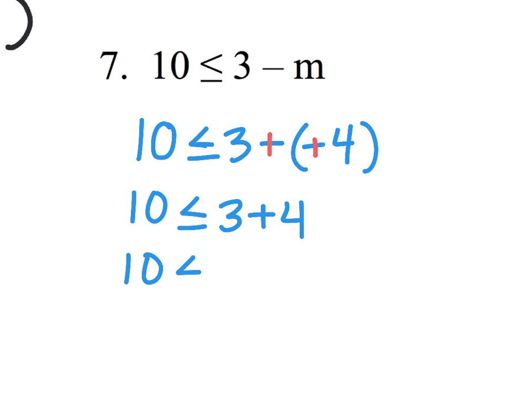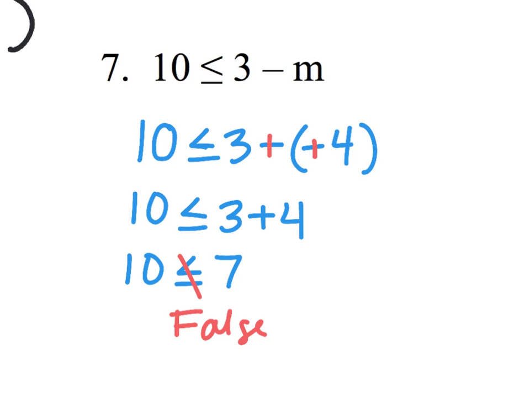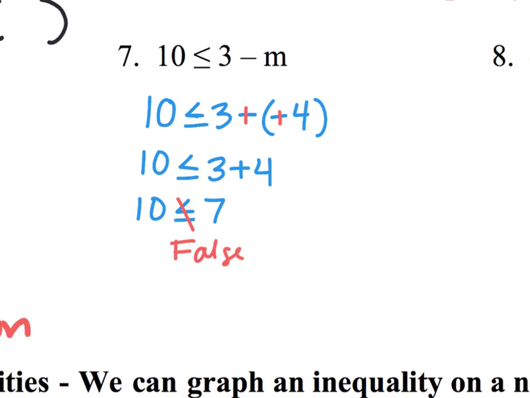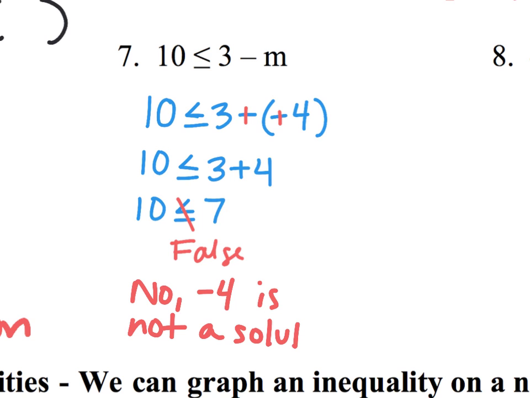So our inequality says 10 is less than or equal to 7. Well, we know that's not true. 10 is greater than or equal to 7. And so this is again false. And because it is false, we say no, negative 4 is not a solution.